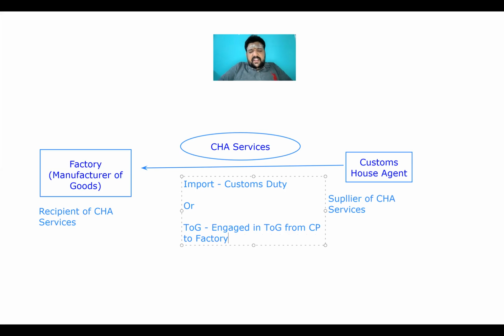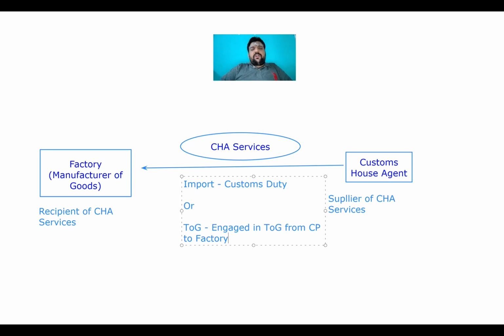Now, something very interesting to be noted here is that all this is not the original activity of the CHA. The CHA's main activity is filing of shipping bill, filing of bill of entry, determining customs duty and stopping there, clearing the goods from the customs port, at least taking the goods from the customs port. Paying customs duty is the work of the respective importer. In our case, it is going to be the factory.